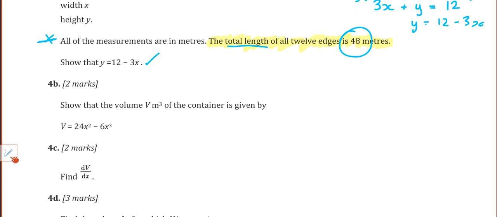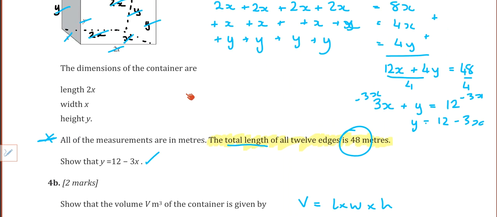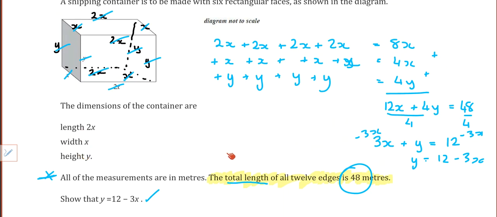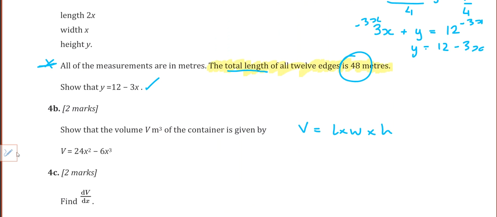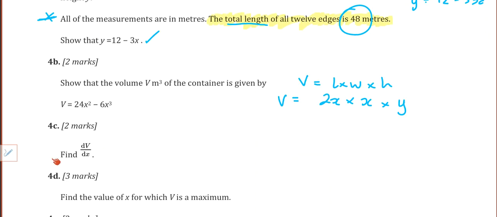So show that the volume of the container is given by that one. So how do I work out volume? Volume of a cuboid. Length times width times height. So I know that length, width and height, so it's 2x times x, 2x times x times y.